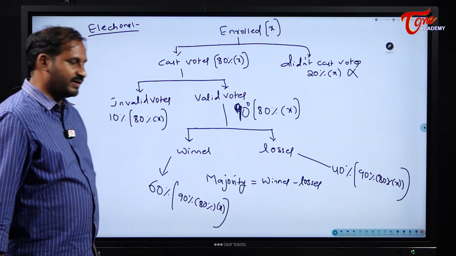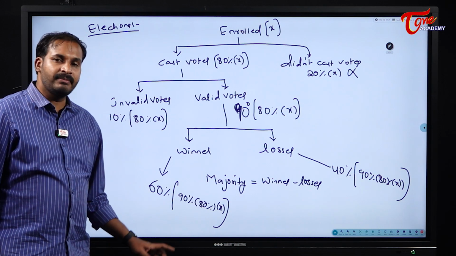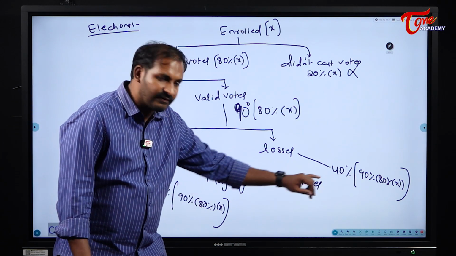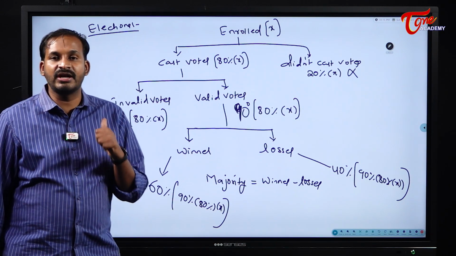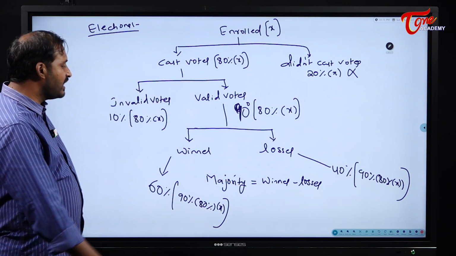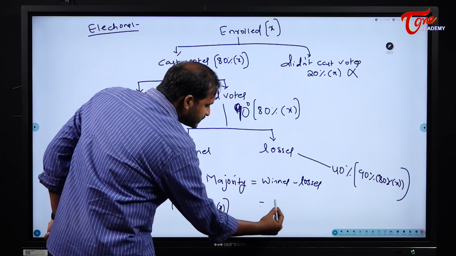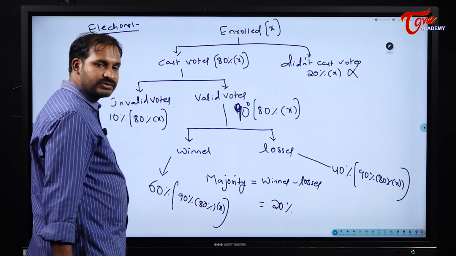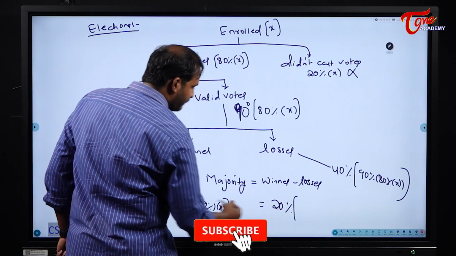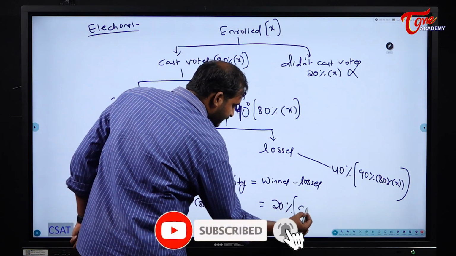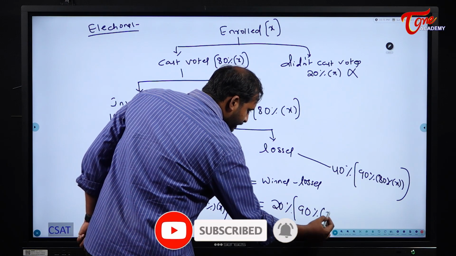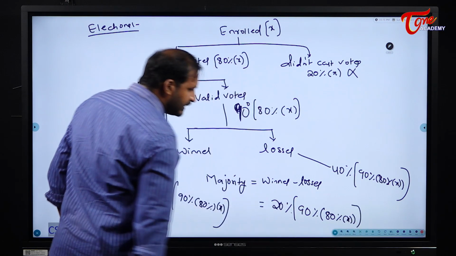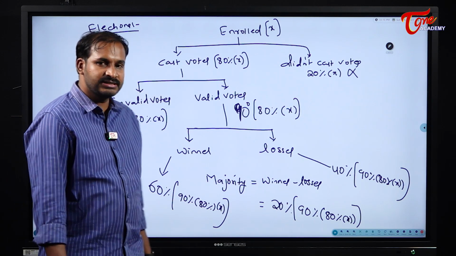80% of X for us here. So now tell me, what is the majority in this case? He gets 60% and he gets 40%. So what is majority in this case? Majority becomes 20%. Why? Because 60 minus 40 is how much? 20%. 20% of the valid votes. 90% of 80% of X.